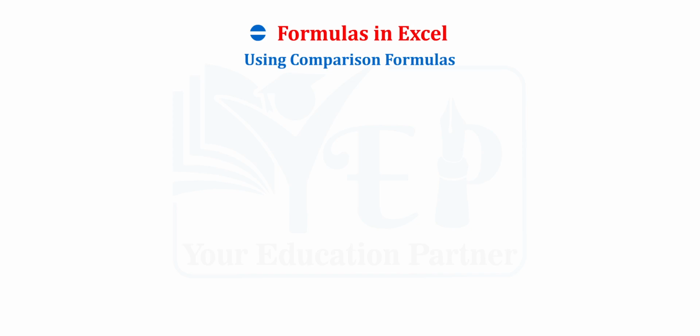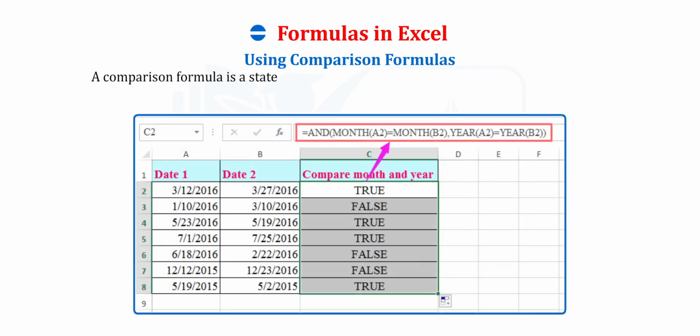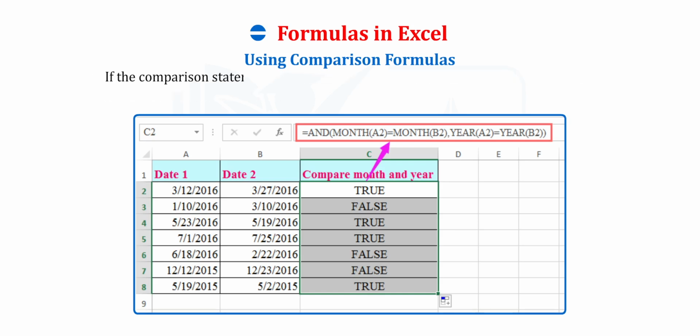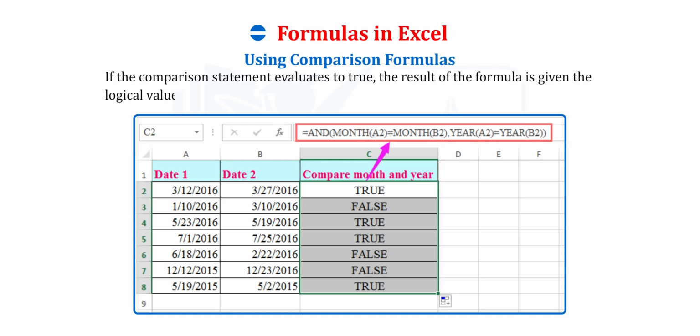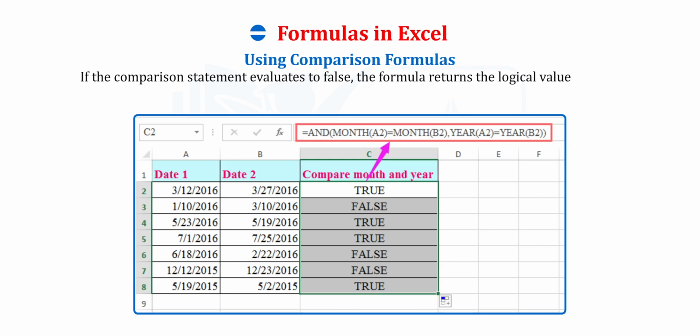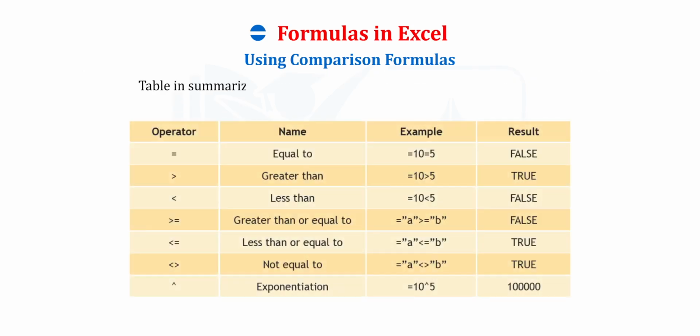Using comparison formulas. A comparison formula is a statement that compares two or more numbers, text strings, cell contents, or function results. If the comparison statement evaluates to true, the result of the formula is given the logical value TRUE. If the comparison statement evaluates to false, the formula returns the logical value FALSE, which is equivalent to 0. The table summarizes the operators you can use in comparison formulas.